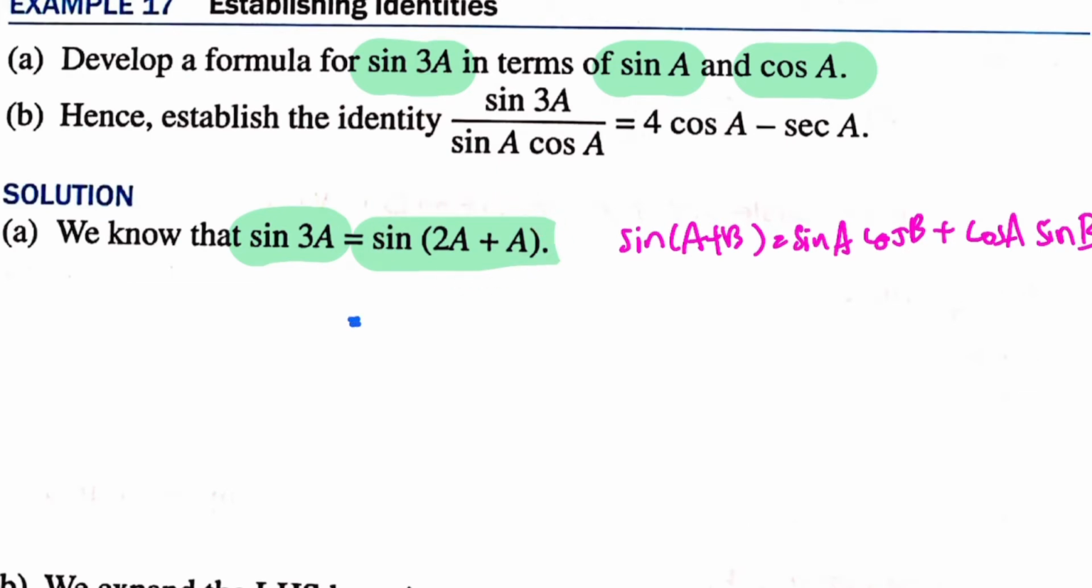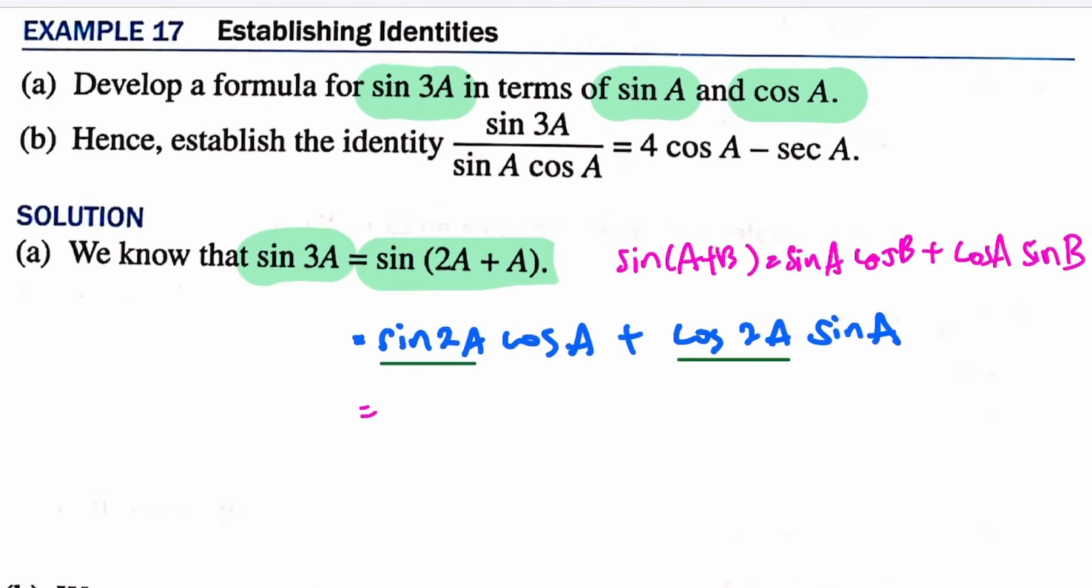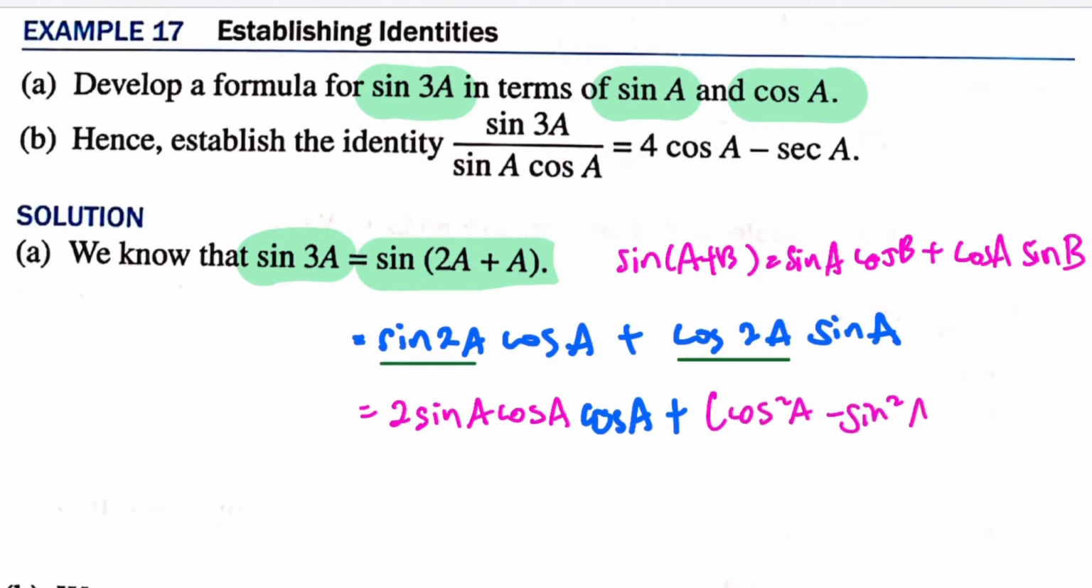Therefore, this will be equal to sine 2A cos A plus cos 2A sine A. Let's focus on the value of the double angle here. Let's open up the formula. For double angle, sine 2A is equal to 2 sine A cos A, and let's rewrite back cos A, plus, then let's open up the formula for cos 2A. This is equal to cos squared A minus sine squared A, multiplied with sine A.